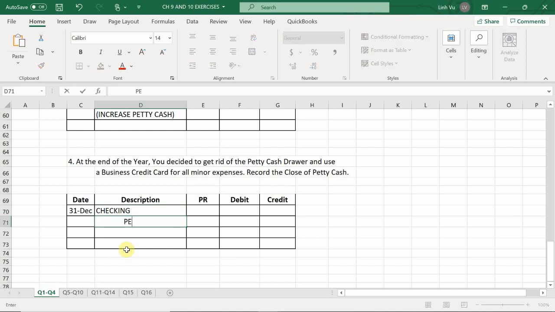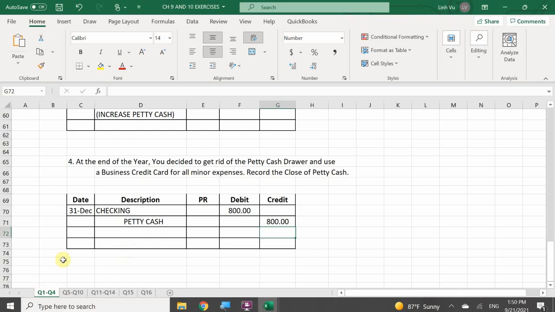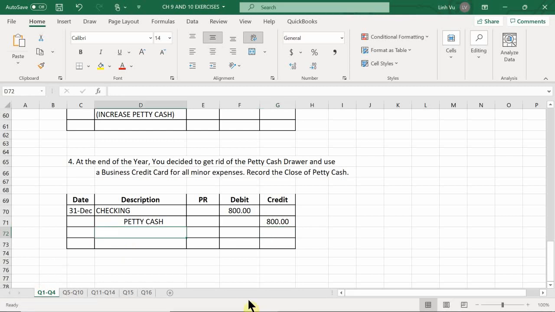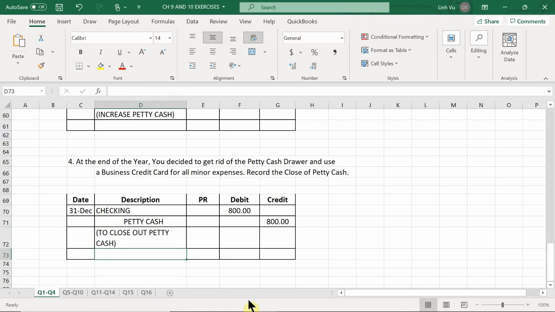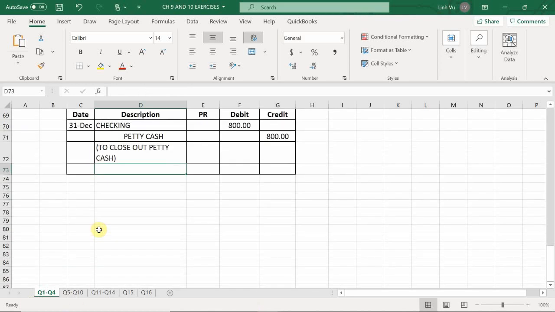So I'm going to debit my checking, and then get rid of my petty cash by zeroing it out. In this case, I had 500 to begin with, and I increased it by 300. So therefore, my total amount should be 800. And my note here is going to say to close out petty cash drawer. And that's it for the first 4 questions.